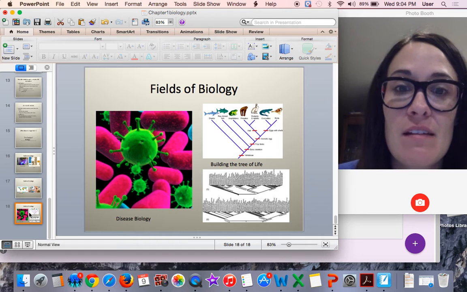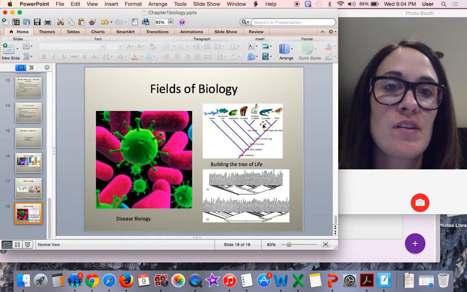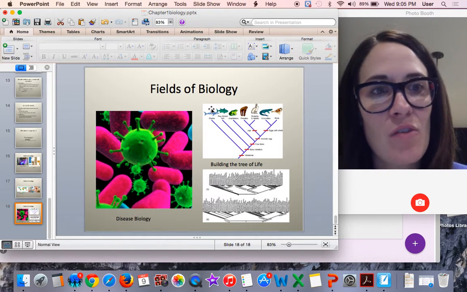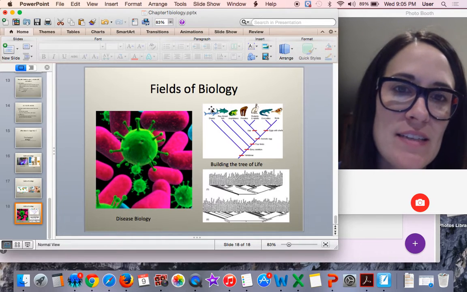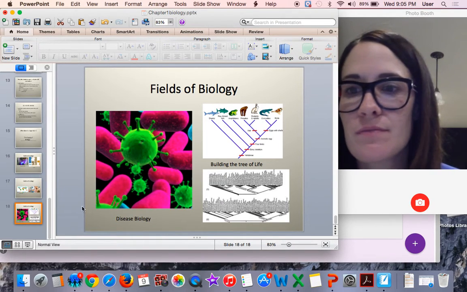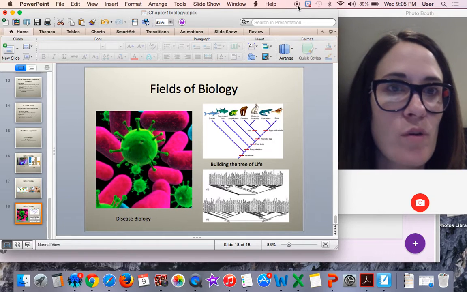Building the tree of life. We will do a little of this in biology, how things are organized. Scientists love to organize things, and that's just an example. And that is the end of 1.2.